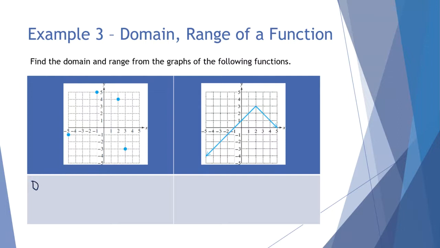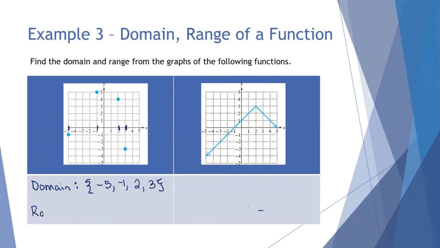So the domain are all the inputs or the x values. On the left here, I'm going to read the ordered pairs, going from left to right. My first blue dot, the x value is at -5. My next blue dot, the x value is at -1. Then moving over, my next one is at 2, and then at 3. So I'm just reading the x values for each of these. If I draw a line to where they are on the x, that's -5, -1, 2, and 3.